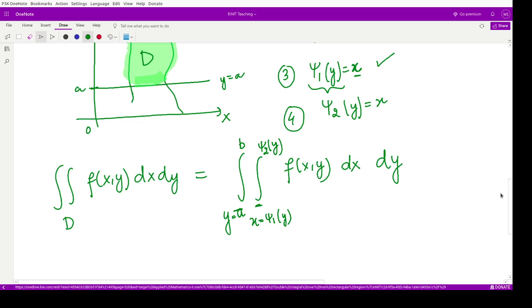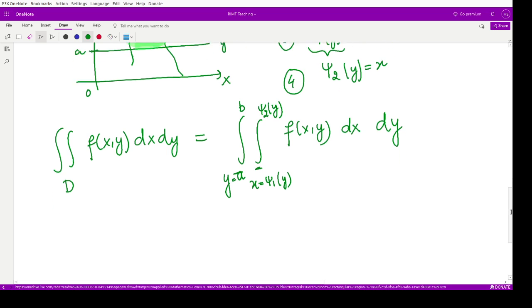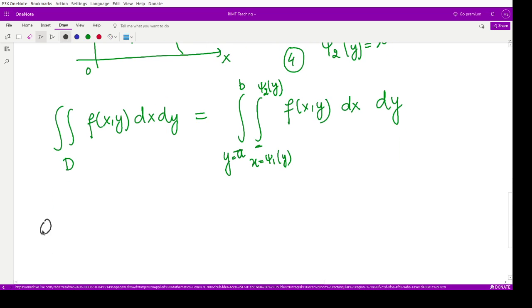So let us have a look at one question. The question here is, evaluate the following integrals. So suppose this is the question: integration from 0 to 1 and then integration from x to square root x of x square plus y square dy dx. Now in this case we have to evaluate this. How can you evaluate this function? So first of all you have to evaluate this part.